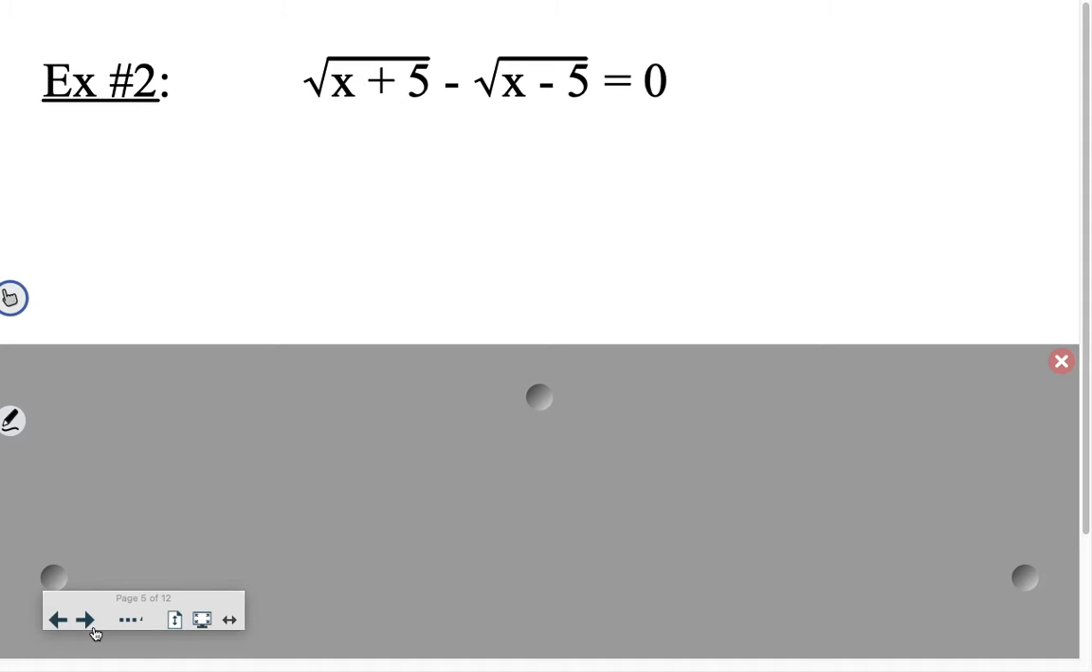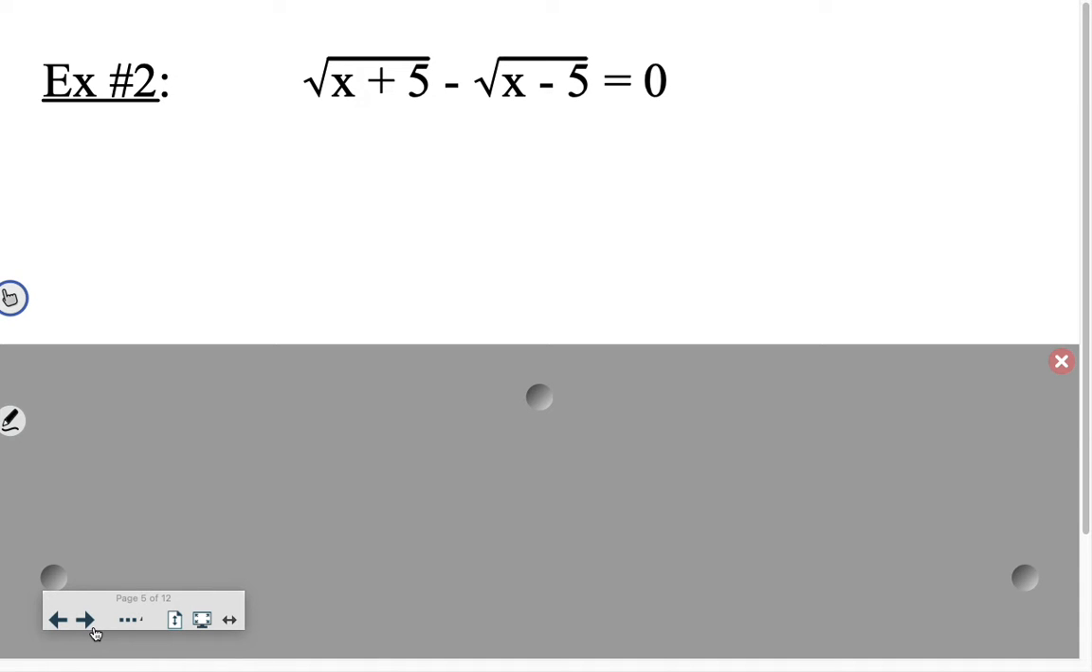Now let's go a little bit more difficult. Now we went from 1 radical to 2. Still the same idea though, same concept. Isolate a radical, and then let's get rid of it. It really doesn't matter which radical you get by itself. You just need to get one of them by itself, and then go from there.